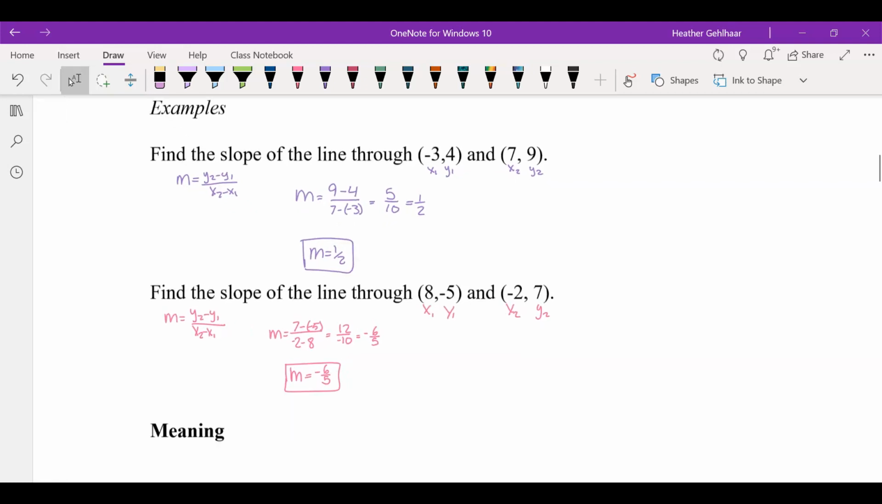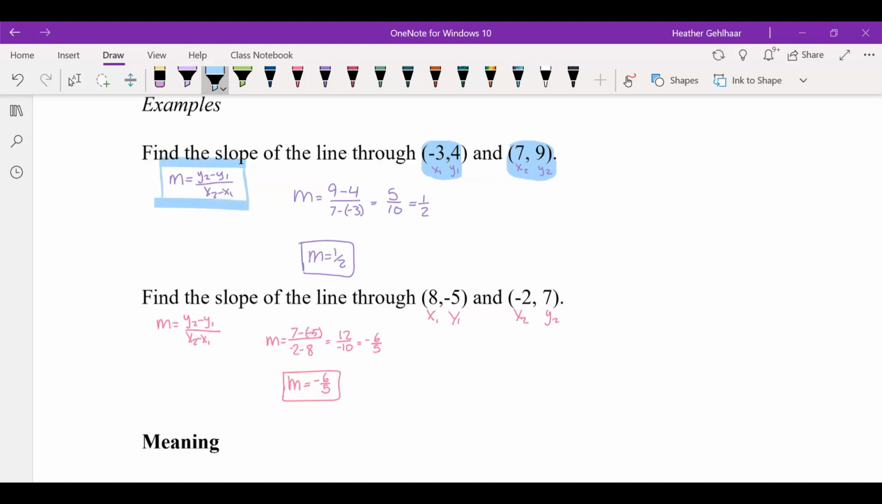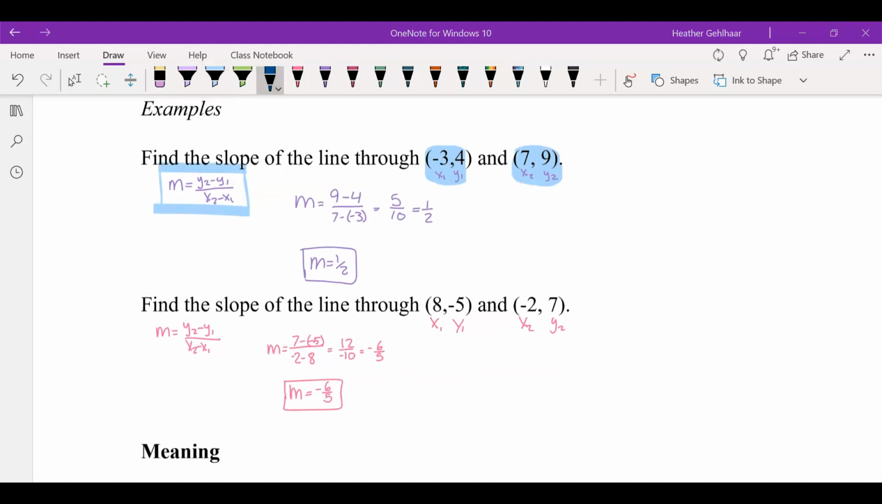So I went ahead and already worked out those examples for you here. It says find the slope of the line through these 2 points. I went ahead and labeled x1, y1, x2, y2. Then I have our slope formula. So I plugged in the y values up top here and the x values on the bottom. 9 minus 4 is 5. 7 minus negative 3 is positive 10. So we get our slope to be 1/2. So m equals 1/2. And notice how I wrote out my answer. I made sure to say that m equals 1/2.